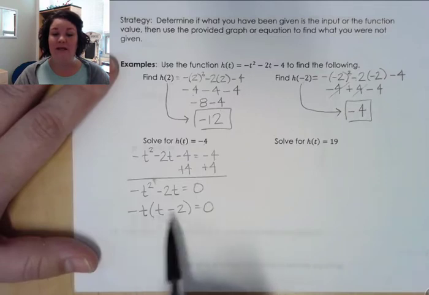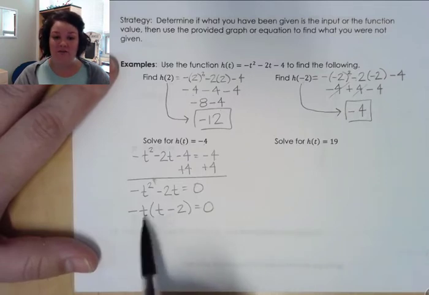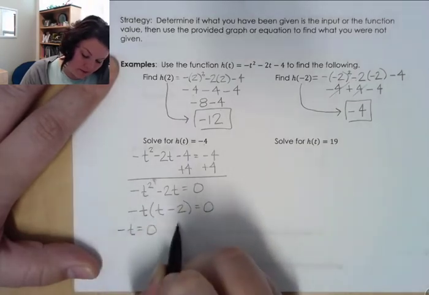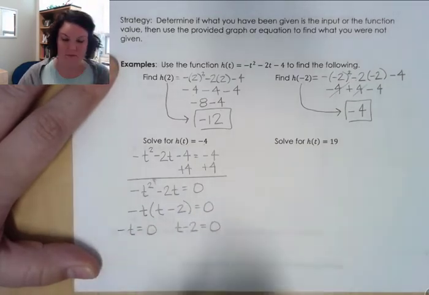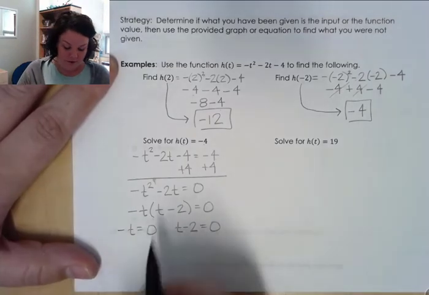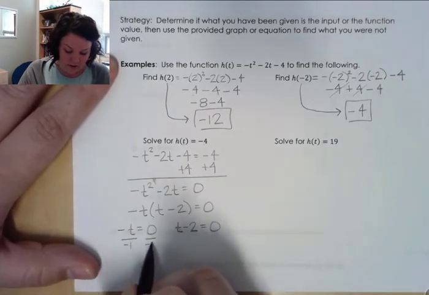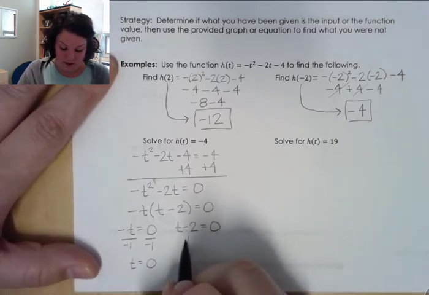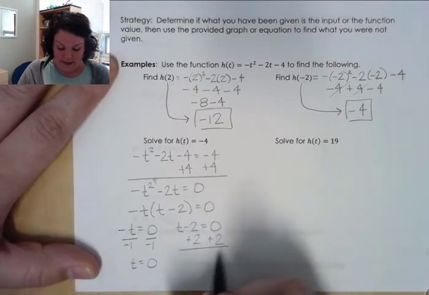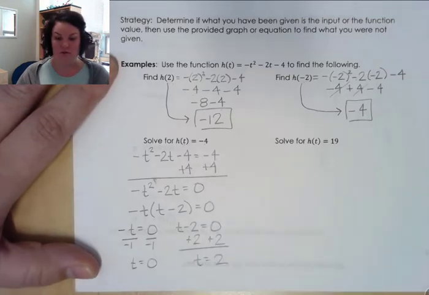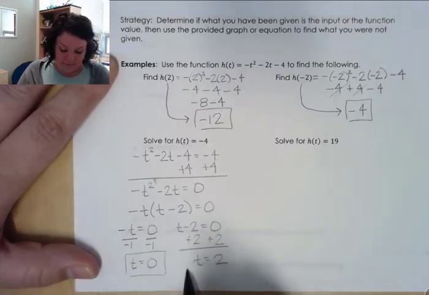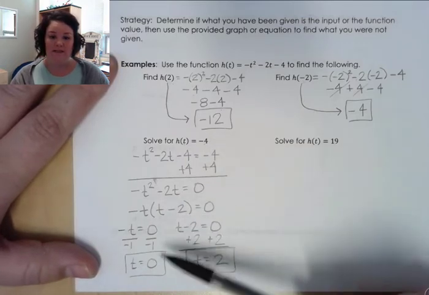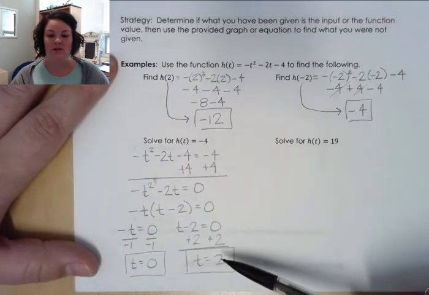Now that I have it completely factored, I'm going to set each of these factors equal to 0. So -t equals 0 or t minus 2 equals 0. On the first one, I divide off my -1, which gives me t equals 0. On the second one, I move my 2 over by adding, which gives me t equals 2. So this means that my function is equal to -4 when t equals 0 and also when t equals 2.